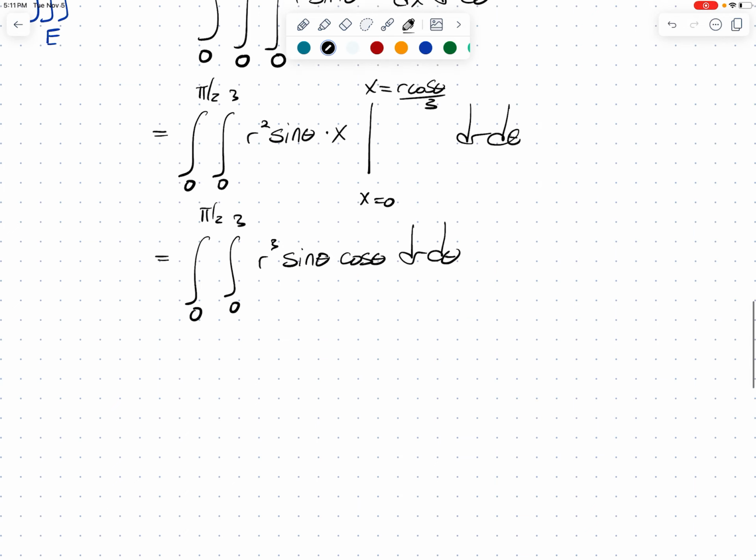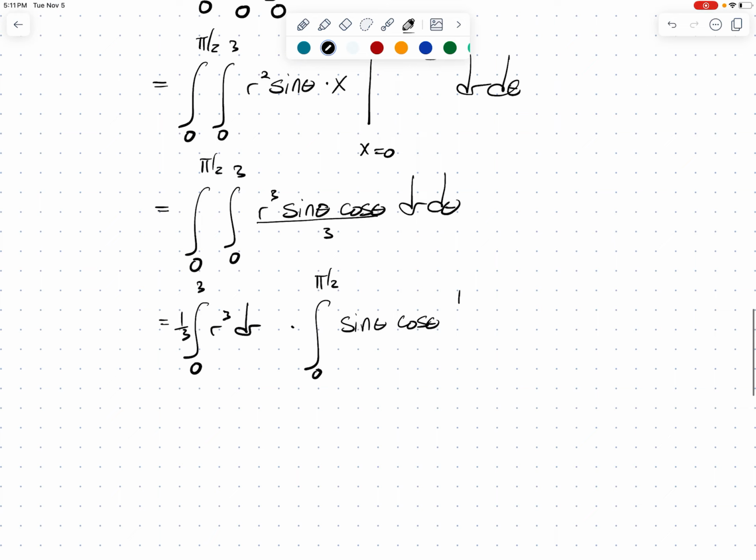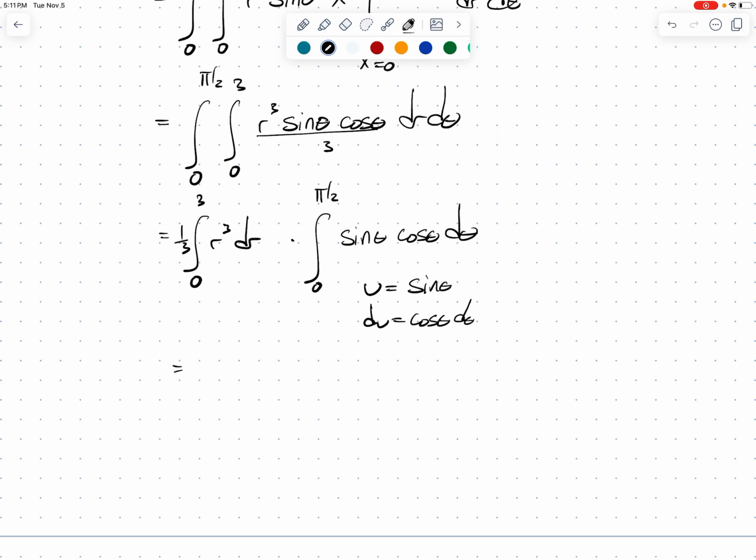R cubed sine theta cosine theta. This is a basic u substitution, so I would actually break this up. I would say this is the integral from 0 to 3 of r cubed dr times the integral 0 to pi halves of sine theta cosine theta. I forgot my third over here. Whoops. I had a 3 up here that I didn't write, so we need to put that outside, and we'll put it there. There we go. And then we're going to do u is sine theta, du is cosine theta d theta. And so this all works out very nicely. You can check and you'll get the same thing. You should get, I believe it was 27 over 8.